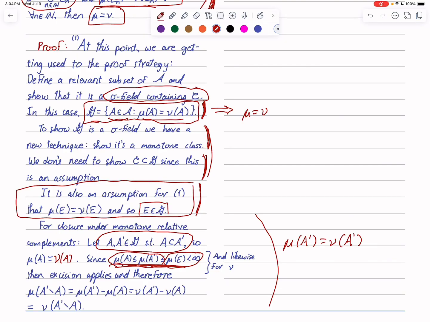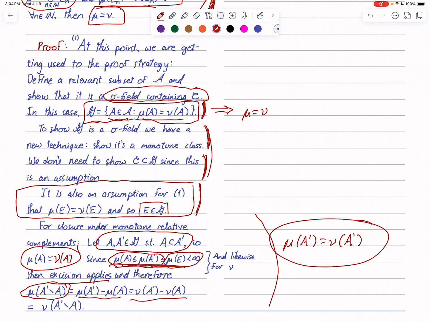Well, excision, applied in the most obvious way here, would be to take, let's say, mu applied to the set difference, A prime minus A. We use excision to get mu A prime minus mu A. Term by term, we can replace them because of these equalities that we established a second ago. And then we can, again, apply excision to put them back together in nu. And ultimately, we're showing that mu and nu both agree on this set difference.